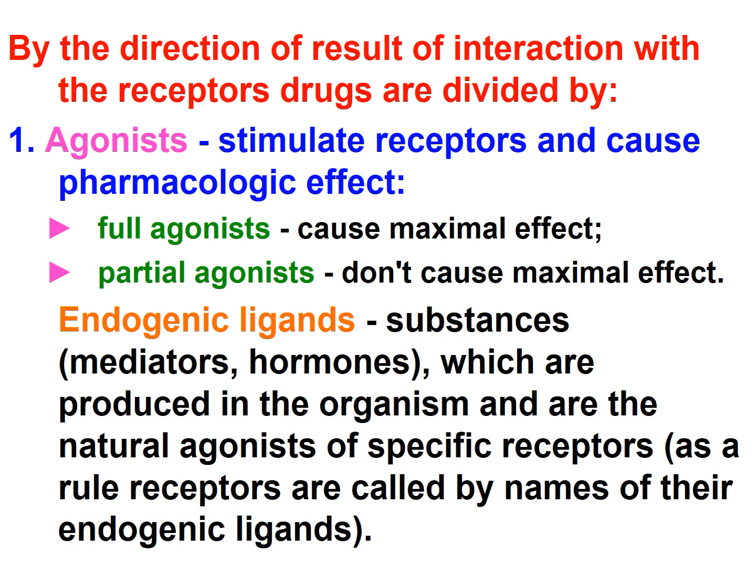Regarding the agonists, a few words should also be mentioned about endogenic ligands. These are the substances such as neurotransmitters or hormones which are normally produced in our body, and they are considered as the natural agonists of specific receptors. For example, norepinephrine or noradrenaline is the agonist of adrenergic receptors. And as you see, as a rule, these receptors are called by the names of their endogenic ligands.